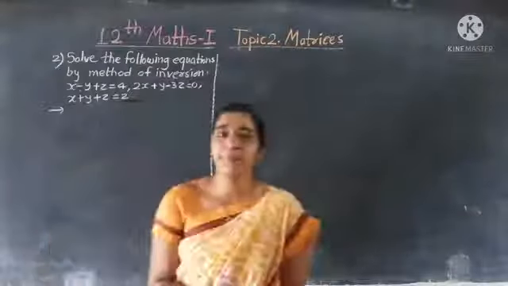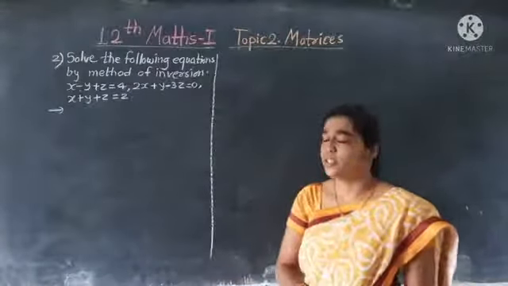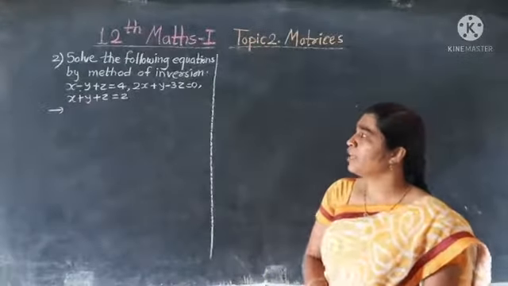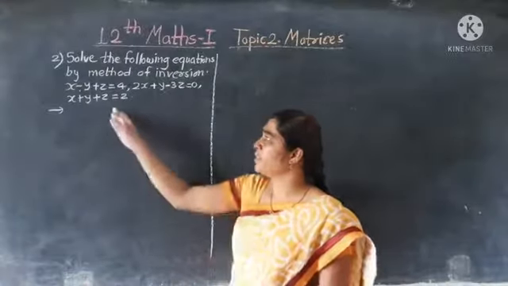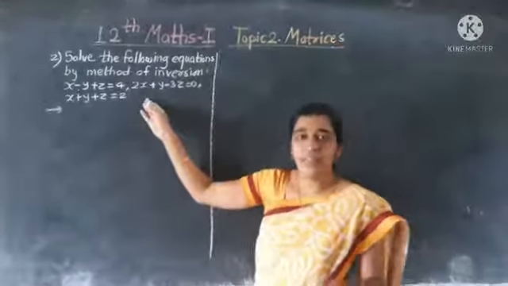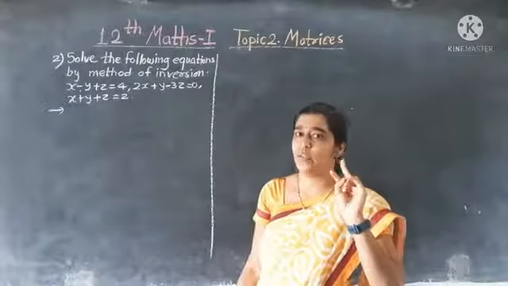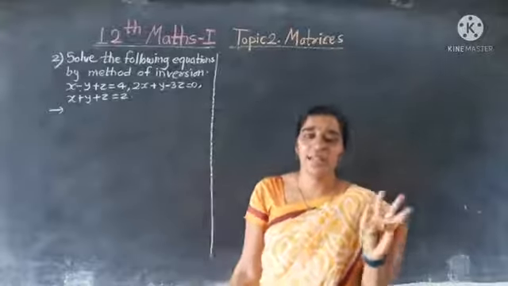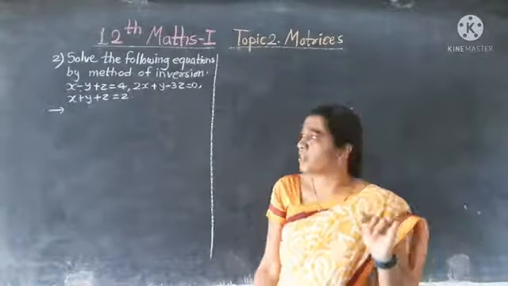See students, second example. Solve the following equations by method of inversion. X minus y plus z is equal to 4. 2x plus y minus 3z is equal to 0. And x plus y plus z is equal to 2. Observe students, here in the first example there are two equations and variables present are x, y. There are three equations and variables present are 3 here, x, y and z. Understand what is the difference in first question and in second question.